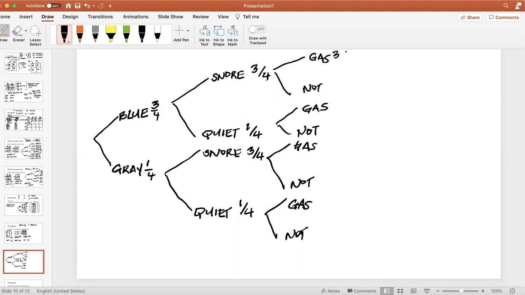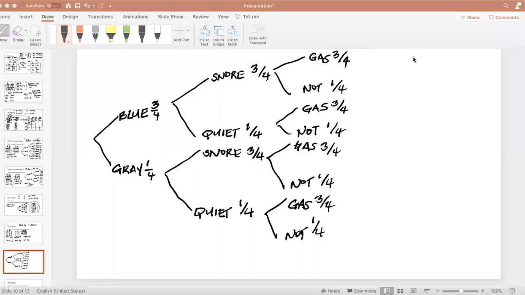Okay, and again, 3, 1, 3, 1, 3, 1. Okay, so now we can figure this out. You can be a blue, snoring, gassy dog. And if you multiplied this out, you would have 3 times 3, which is 9, times 3, which is 27. I do that math right? Out of 4 times 4 times 4 is 64. Okay, I hope I did that math right.